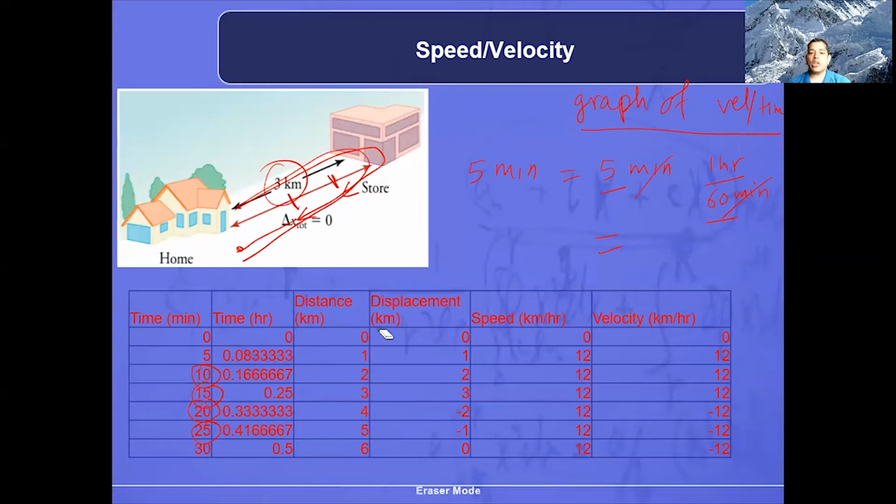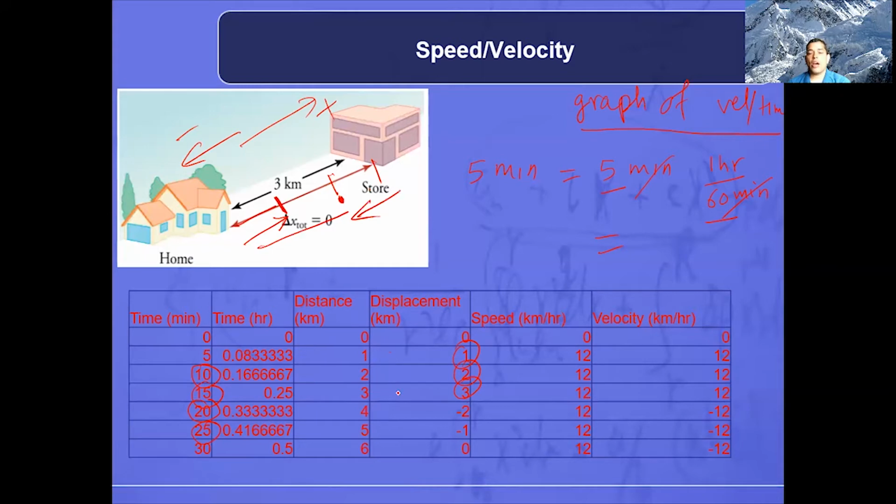Okay, but how about the displacement? In 5 minutes your displacement is 1, right? Plus 1. This direction is plus, this direction is minus. So in 5 minutes, she's traveling 1 kilometer from here to here. This is 1. In 10 minutes you have 2 kilometers here. In 15 minutes she has 3 kilometers to the right. Then in 20 minutes she traveled here. So from here to here is -2, meaning she's coming to the left now. So -2, then -1 and 0. Okay, this is the displacement.